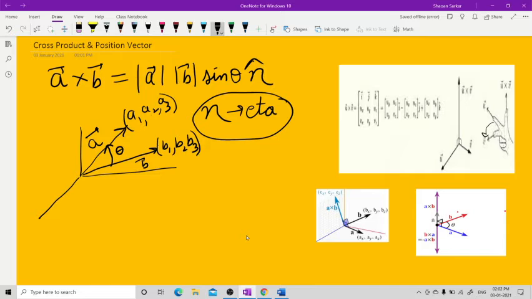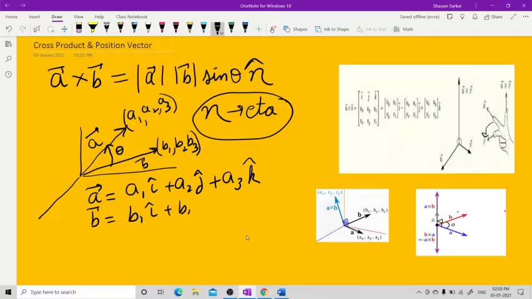Now supposing I have to find A cross B. So A vector, as earlier I had written, is A1 i cap plus A2 j cap plus A3 k cap. Similarly, B vector is B1 i cap plus B2 j cap plus B3 k cap. What is this eta vector?